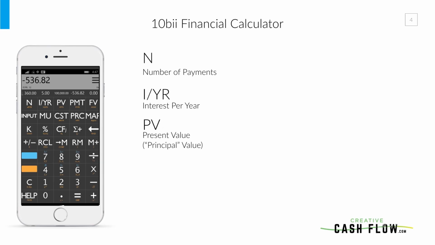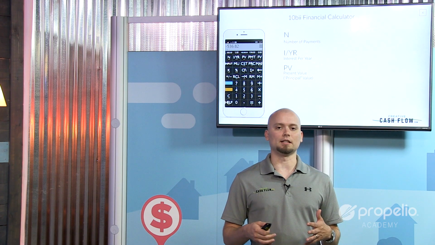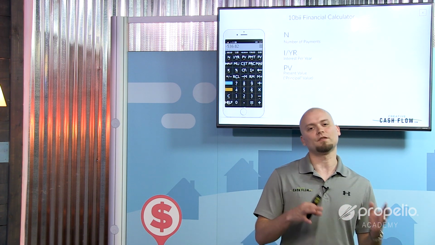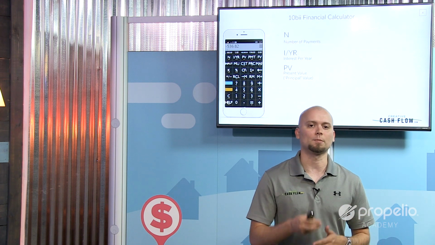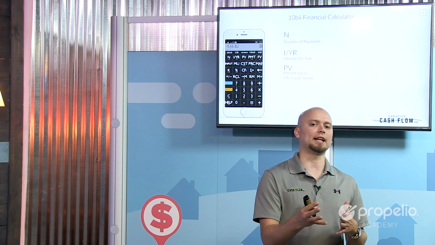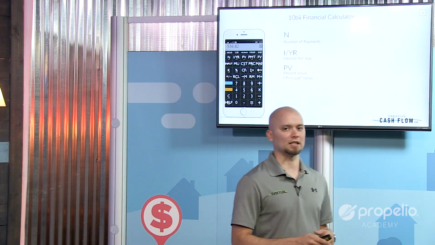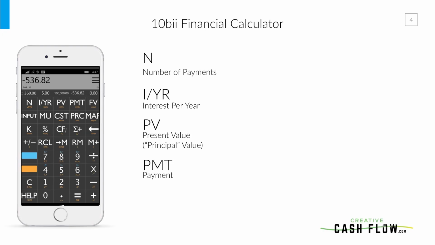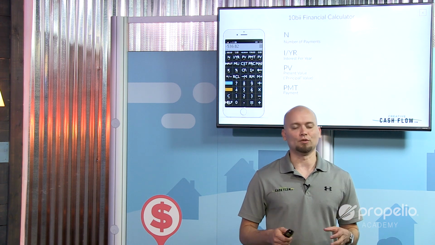The next section that you're going to have is PV, which I'm going to call principal value. Really, in reality, the PV stands for present value when you're talking about financial calculators, but for our understandings, principal value just kind of makes sense for us. The next one is going to be PMT, which stands for payment. Payment, that's a real easy one. What's the payment going to be?